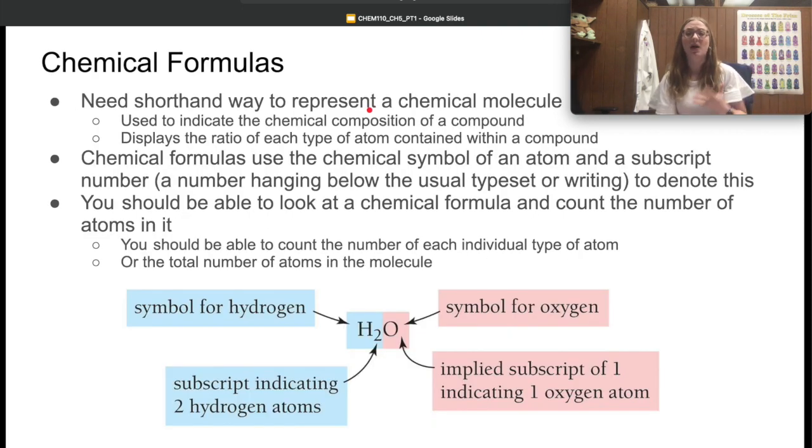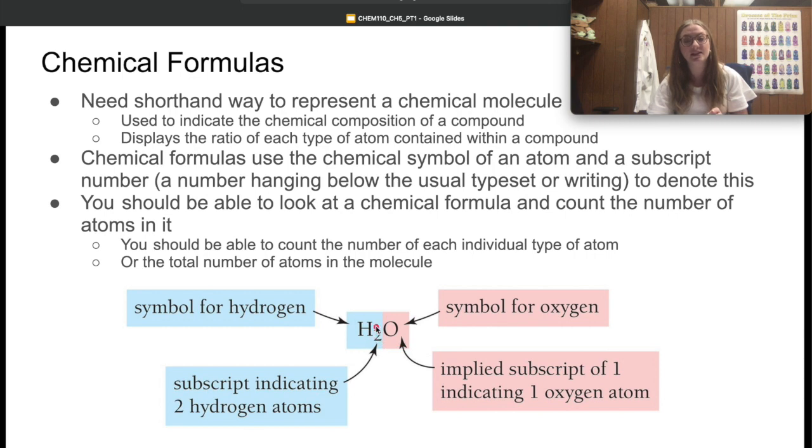If we're going to be talking about molecules, first things first, we have to understand and read chemical formulas. So chemical formulas are a shorthand way to represent a chemical molecule. So it's used to really indicate the composition of the compound. So down here on the bottom of the screen, you can see that we have H2O. So H2O here, we know that as water, right? We kind of talked about that a little bit this semester. 2 hydrogen atoms, 1 oxygen atom, boom, we've got water. So this chemical formula tells us about that composition of water. And what it does is it displays the ratio of each type of atom contained within a compound.